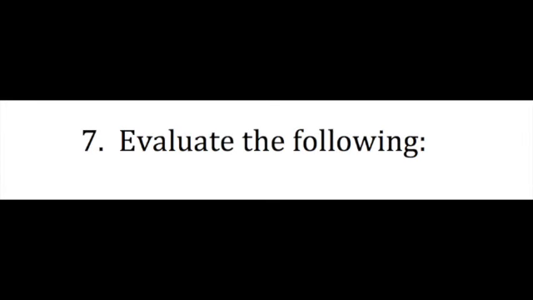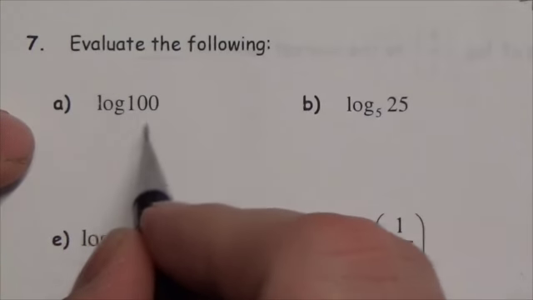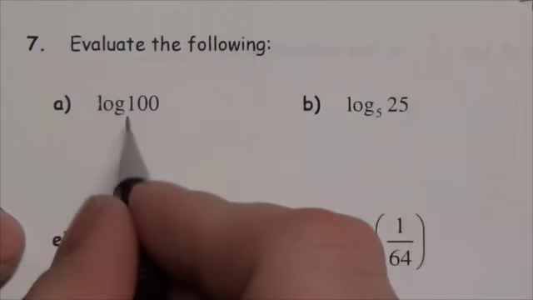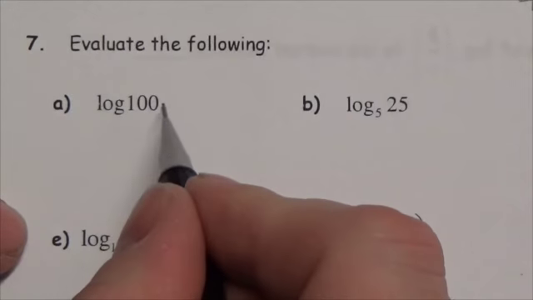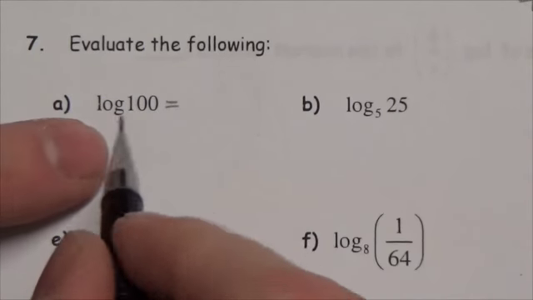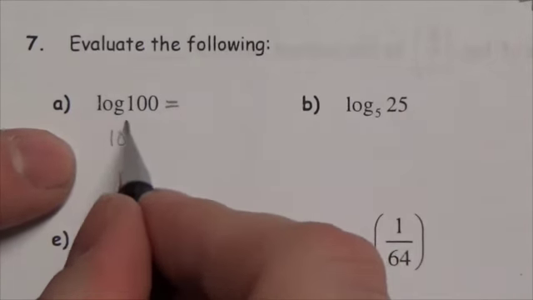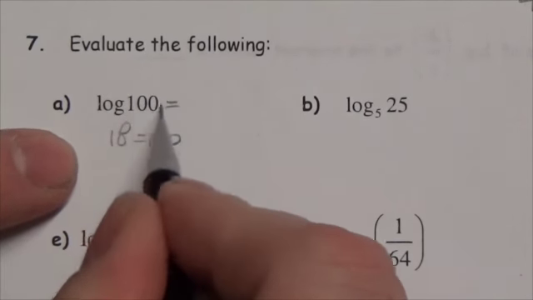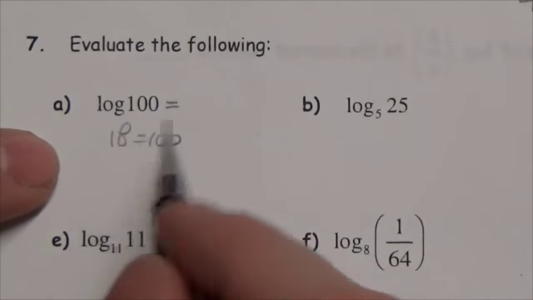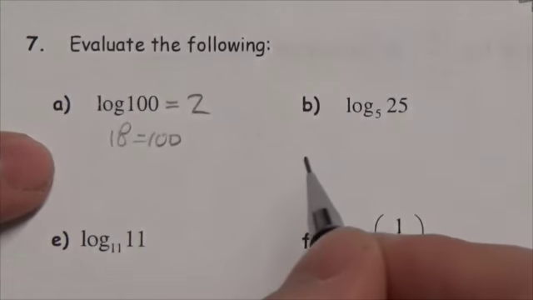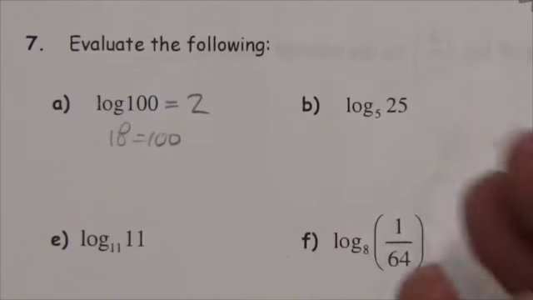Evaluate the following. The common log of 100. Now in this case, remember that if the base isn't shown, the base is 10. This is a common logarithm. So now my question is, what exponent on 10 creates that 100? A little bit of thought should tell you that that has to be 2. So the common log of 100 must be 2.